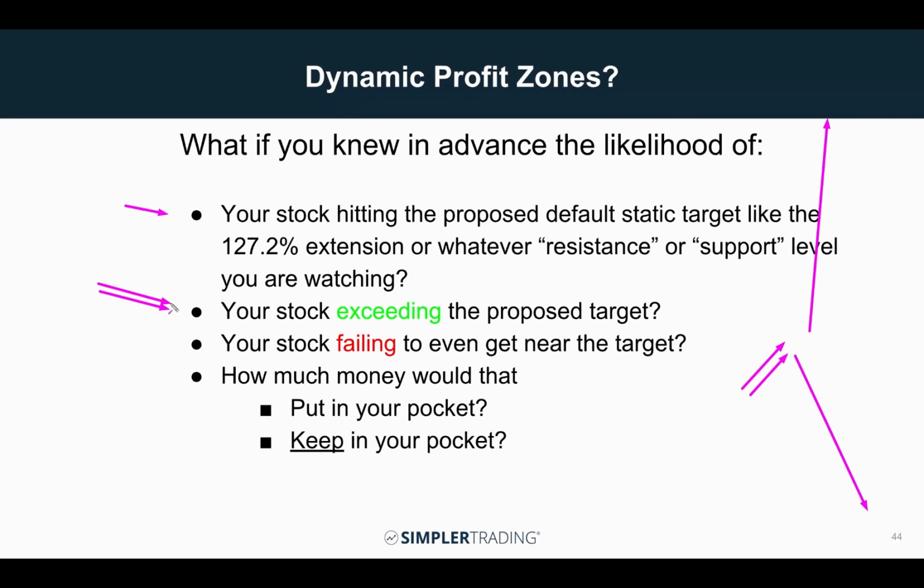Or what if you knew in advance the odds of your stock failing to even get near the target? How much money would that put into your pocket, and keep in your pocket? And so I started thinking about this and the nature of compounding gains over time, and it's pretty shocking. And I'll show you a graph in a little bit here. But so what are these things?